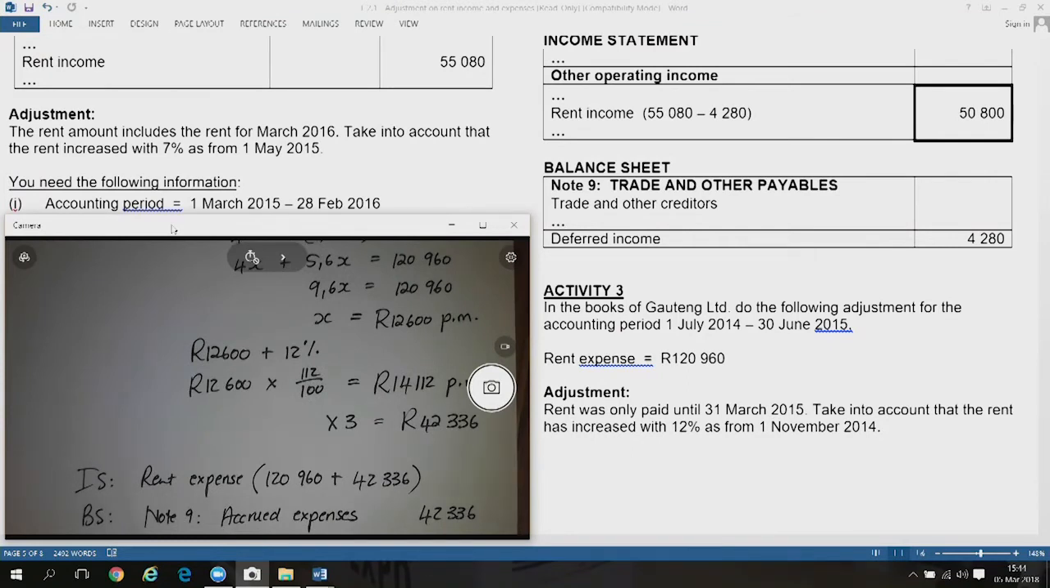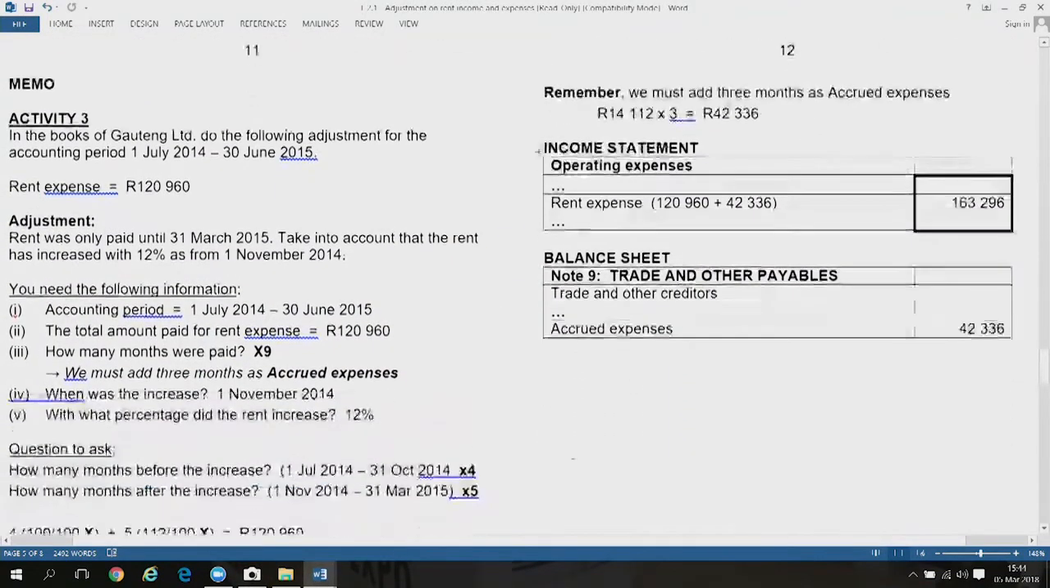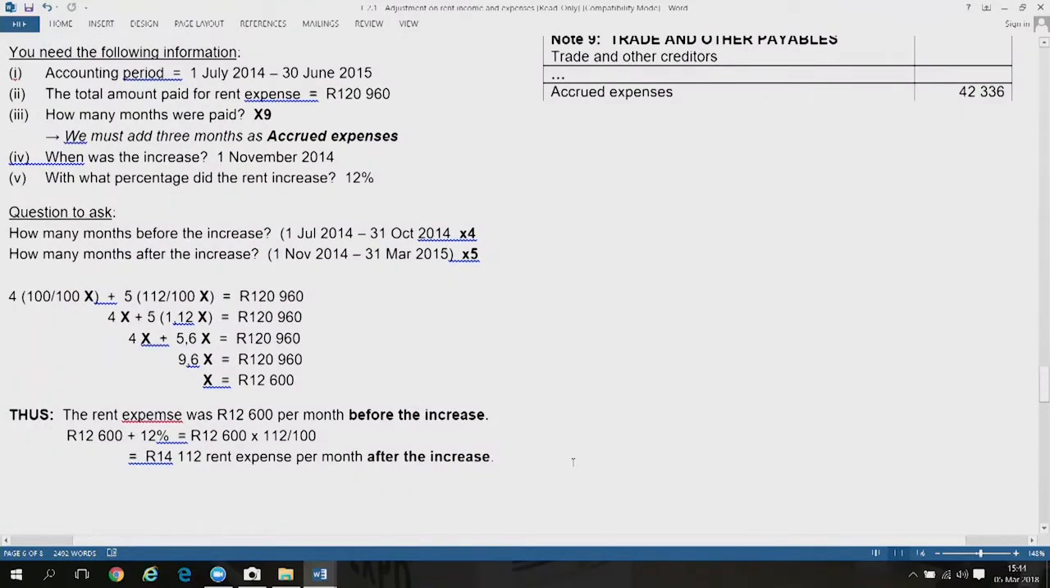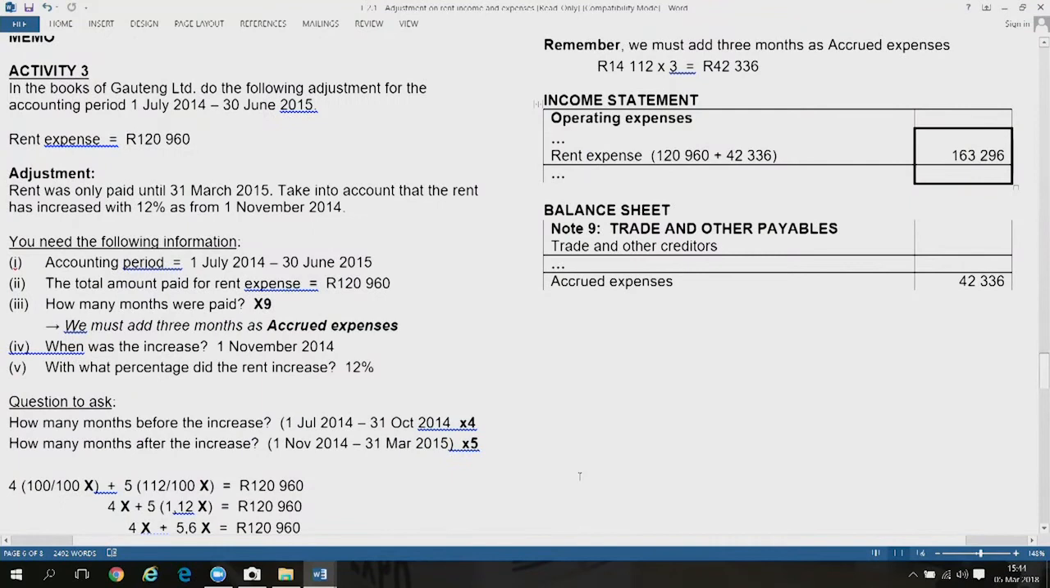Okay, that is the X sum. I've got it there. You can see there are the calculations, all the X things there, but I hope you understand it now. And there's your income statement where we add the 42,336, the 3 months. And there is your note number 9, accrued expenses.